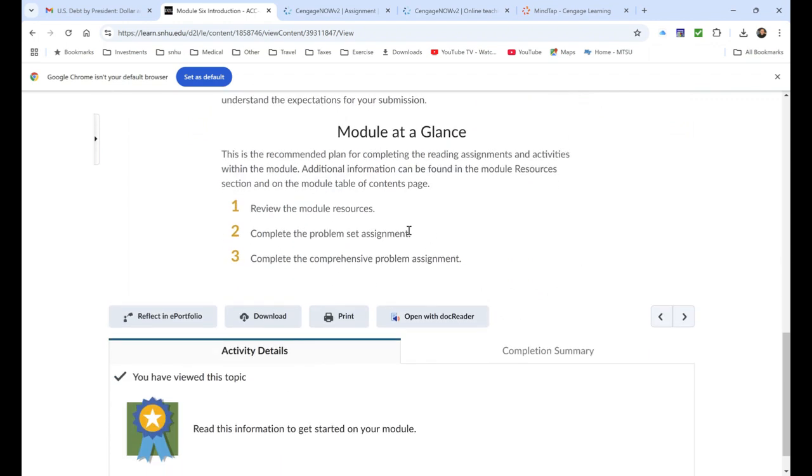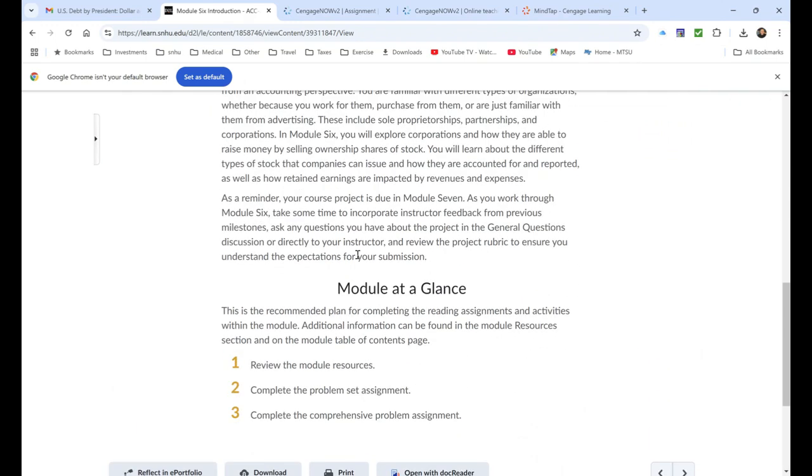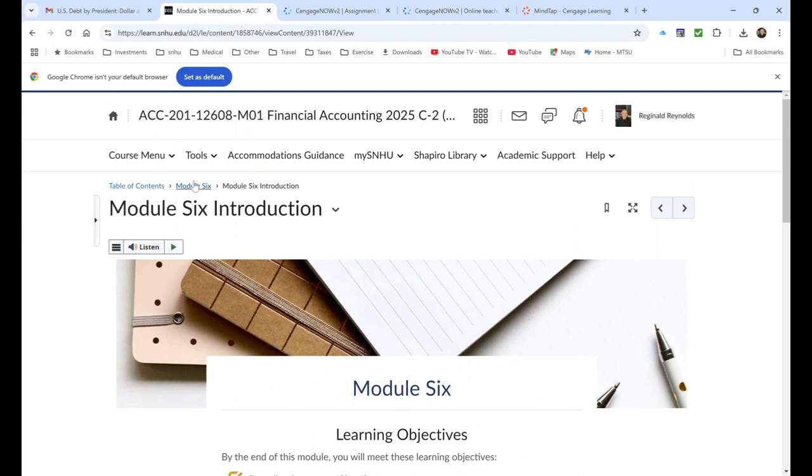What do we have to do this week? Well, you're going to have your normal problem set, and then you're going to have the comprehensive problem. This is something you've been working on, and hopefully, you've worked on that and you've corrected it because you're going to need that. You need to be able to pull that up to complete this week's assignment.